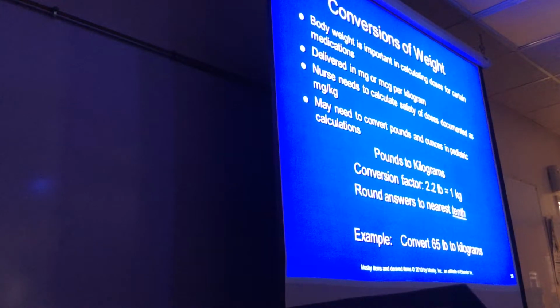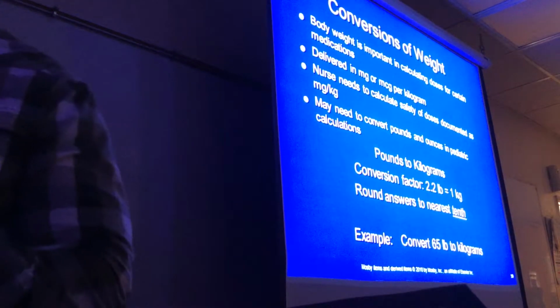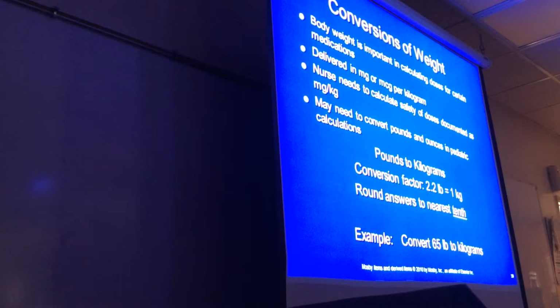So, we talked about some conversions of weight. Body weight is important in calculating doses for certain medications, especially in the pediatric population. Everything is based off of patient weight, delivered in milligrams or micrograms per kilogram. You'll see that if you look in your nursing dosing books. For etomidate, it's a medication that we give for induction for surgery, we'll give them 0.3 milligrams per kilogram for their dose.